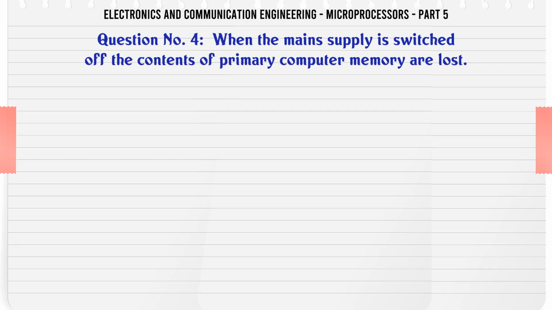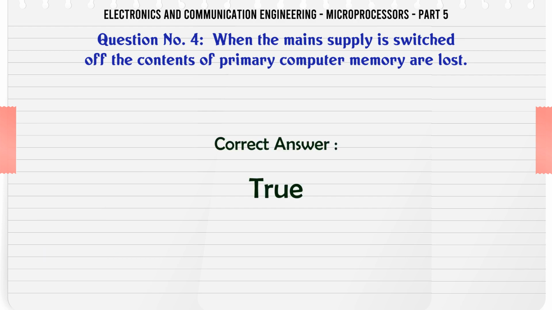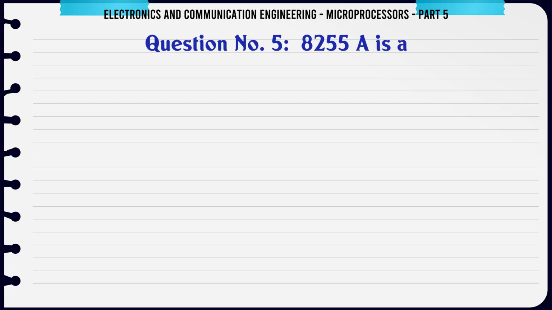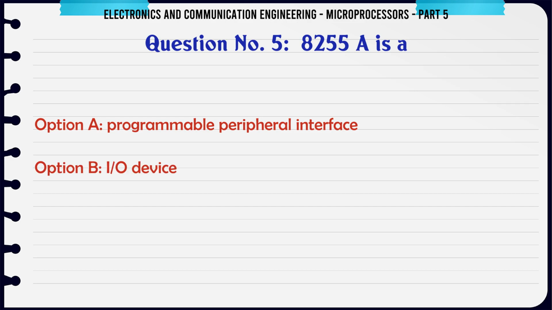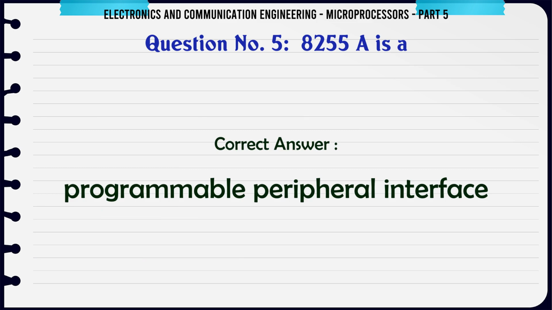When the mains supply is switched off, the contents of primary computer memory are lost. A. True. B. False. C. D. The correct answer is true. 8255A is A. Programmable peripheral interface. B. I/O device. C. Memory chip. D. None of the above. The correct answer is programmable peripheral interface.